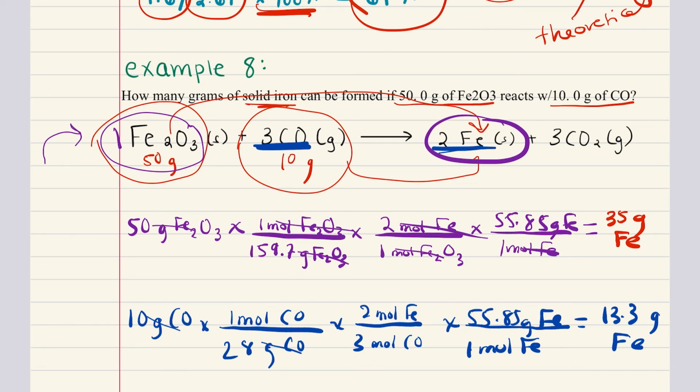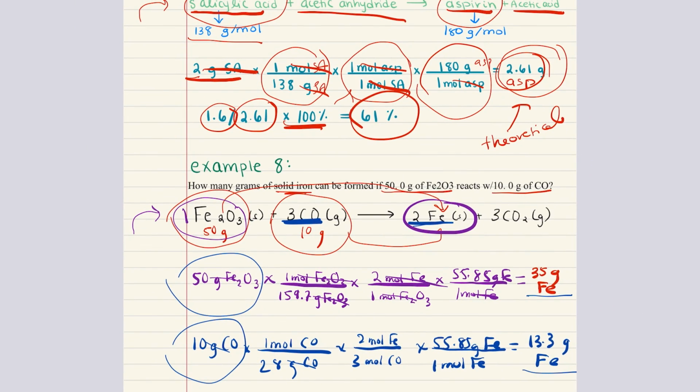Okay, so what we now know is that if all the iron oxide was used up, we could make 35 grams of iron. And if all the carbon monoxide reacts, we can make 13.3 grams of iron. Since using all the carbon monoxide results in the formation of only 13.3 grams of iron, which is less than the amount that can be formed from iron oxide, obviously CO is the limiting reagent, and 13.3 grams is the maximum yield of solid iron. And that's how we use stoichiometry to figure out limiting and excess reagents.